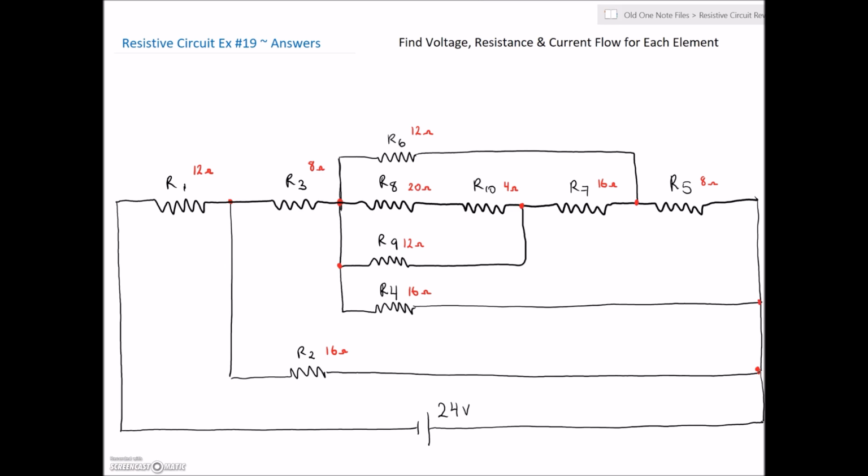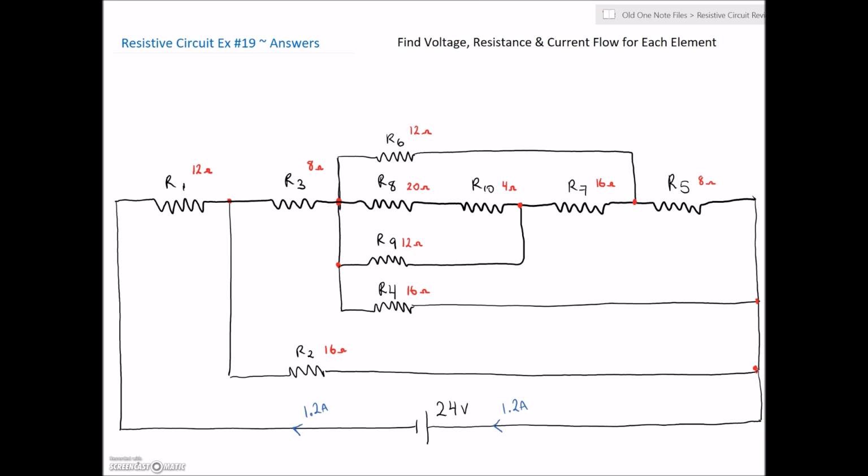Okay, so back to our original diagram. We now know that there's 1.2 amps flowing in this circuit. So we can draw in our 1.2 amps coming from the source and then going back to the source. Excellent. Okay, that 1.2 amps is going to flow now through R1. So we know that through R1 we're going to have 1.2 amps flowing there, and that will provide us with our first voltage.